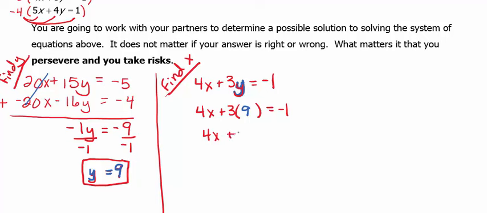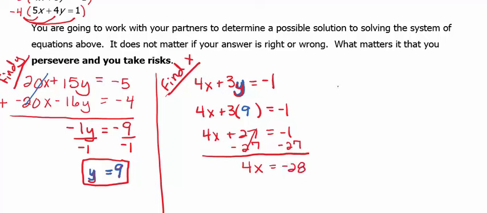3 times 9 is 27, and equals negative 1. Let's subtract the 27 because that is unattached from the variable. The 27s, they cancel out. I am left with 4x. Negative 1 minus negative 27 is negative 28.